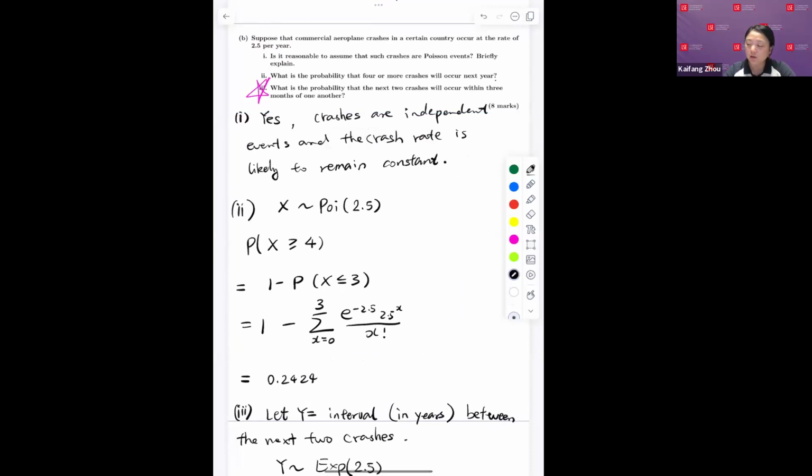We need to use the fact that if the number of events that happen independently follows the Poisson distribution, then the waiting time between two events, the next two events, should follow the exponential distribution.